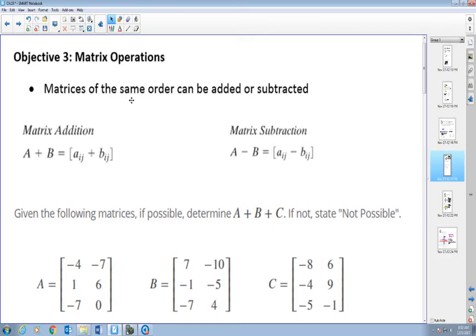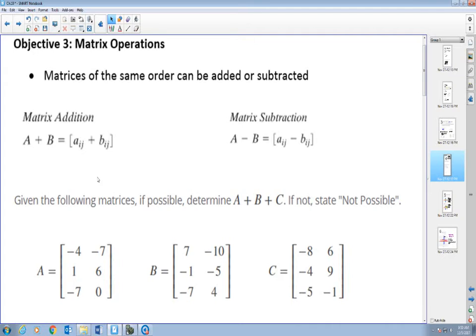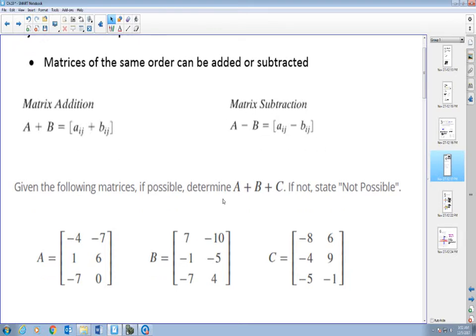Matrices of the same order can be added or subtracted. So the formula is telling us that if I take matrix A plus matrix B, the way we add them is by the ij entry. For example, the 1-1 entry from matrix A will add on to the 1-1 entry for matrix B. Same idea for matrix subtraction.